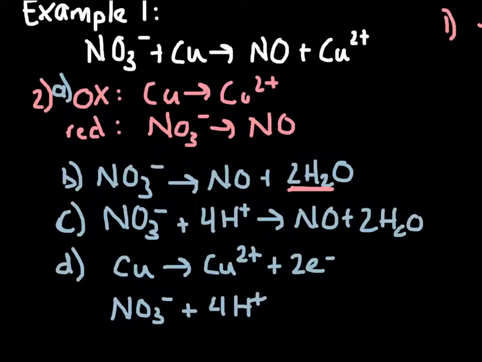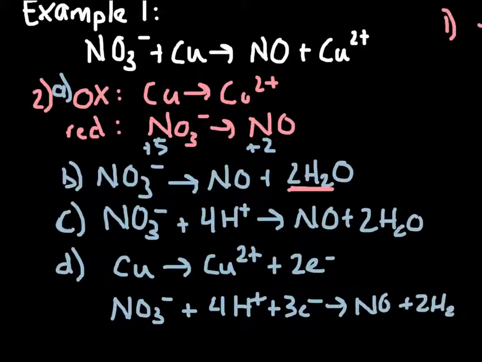So if you remember that our original nitrogen was carrying a +5, and our nitrogen on our product side was carrying a +2. Therefore, we need 3 electrons to show those transfers. So we write our 3 electrons, and then we finish out our reaction. And that is step 2.